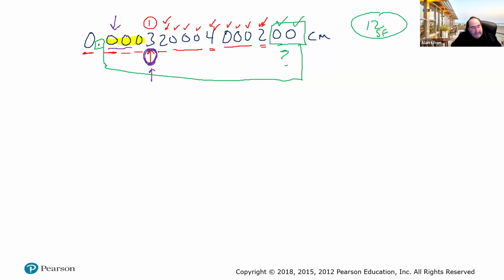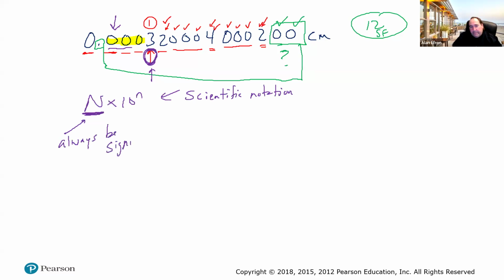Now, something that we talked about in chapter 1, when we were talking about scientific notation, is N times 10 to the n. Remember that when you write a number in scientific notation, all the numbers before the times 10 part are always going to be significant. So if we had 1.25 times 10 to the 3, when we count significant figures, we look at all the numbers before the times 10 part, and this would have 3 significant figures.